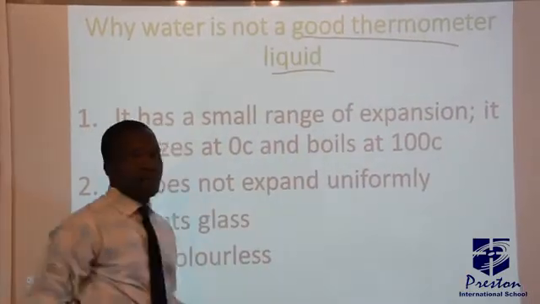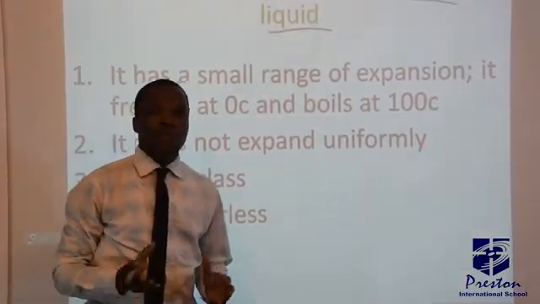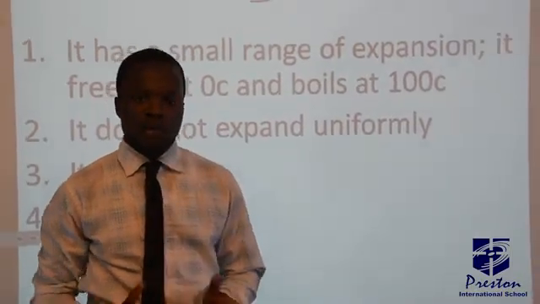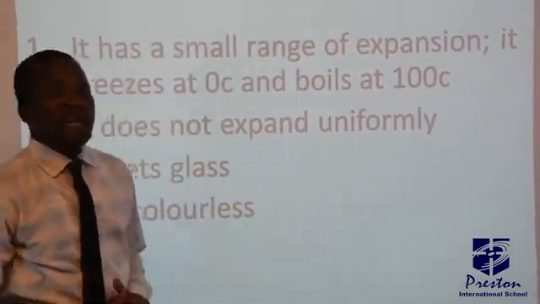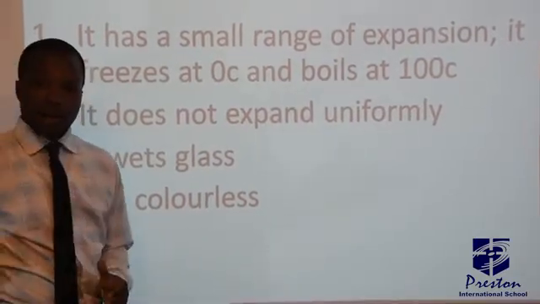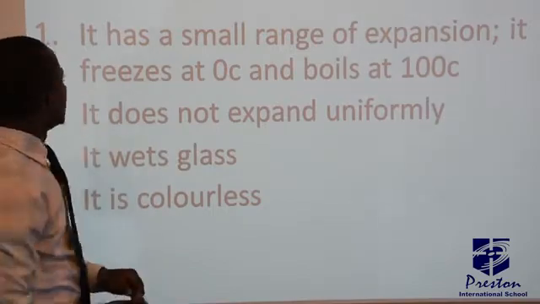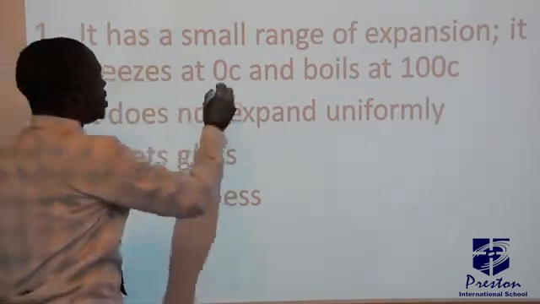Then lastly, let us look at why water is not a good thermometric liquid. When you talk about a thermometric liquid in a glass thermometer, we have either mercury or alcohol. And there are reasons why we chose mercury or alcohol. But why is water not a good thermometric liquid? One, it has a small range of expansion.